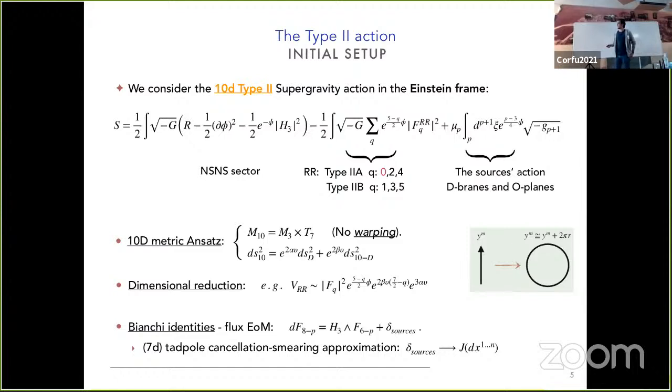From 10 dimensions, and another feature of our analysis and of most compactifications that include sources is the tadpole cancellation. Basically, the integrated Bianchi identities in the compact space, in our case the 7-dimensional compact space: the source current, which is actually delta functions, is replaced by a smooth form here, in order to cancel this term, so that the integral of the Bianchi identity is zero.